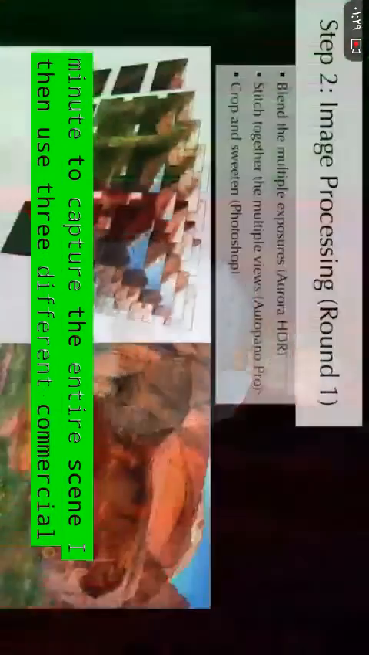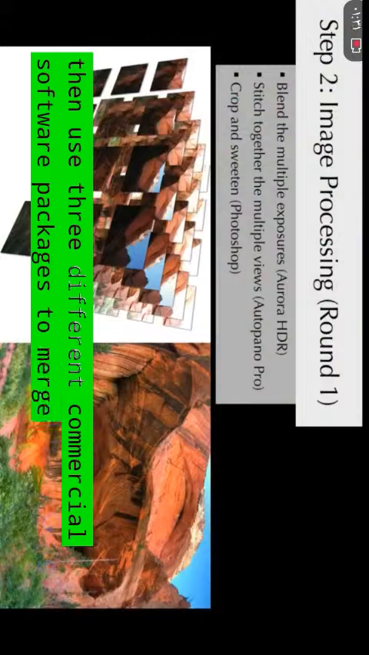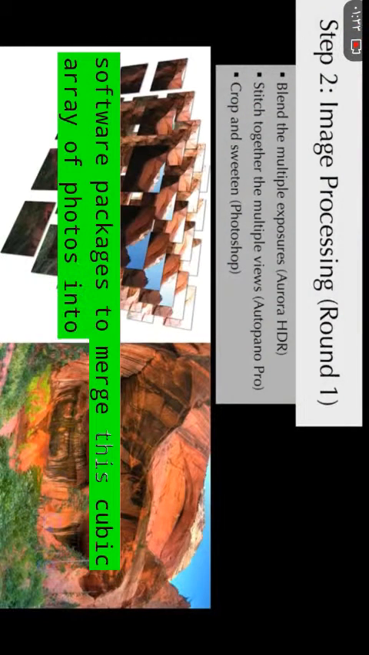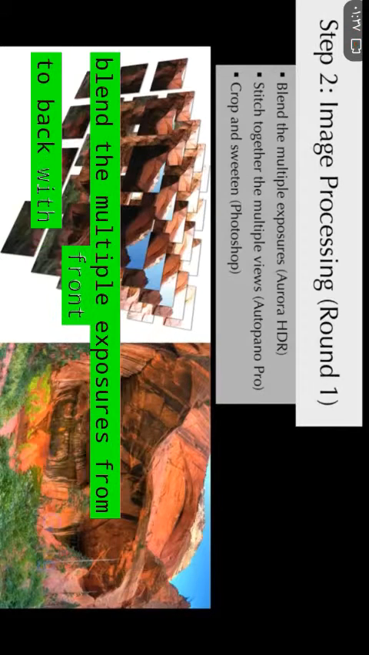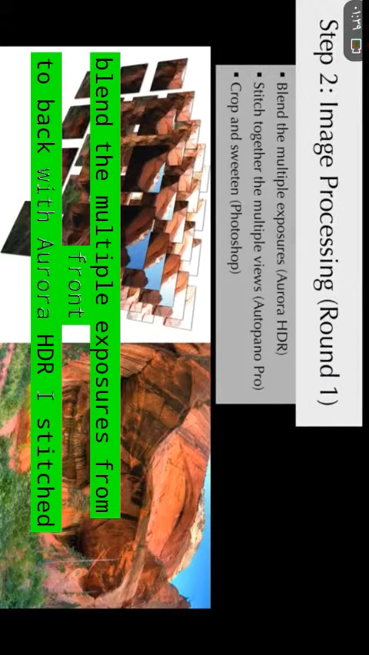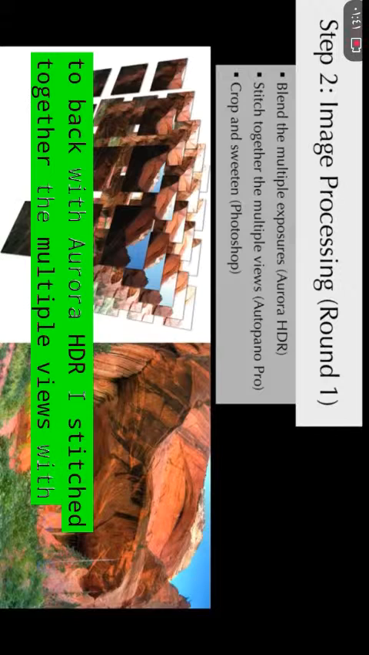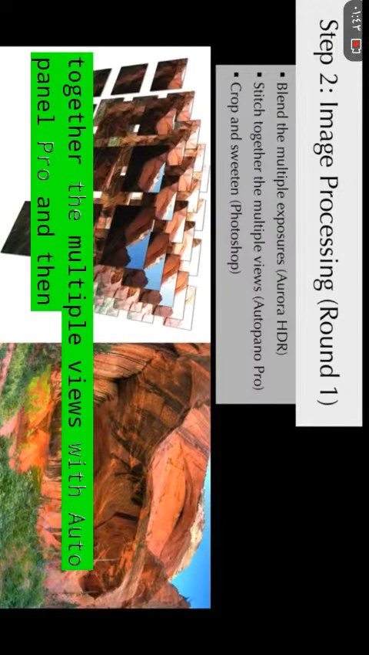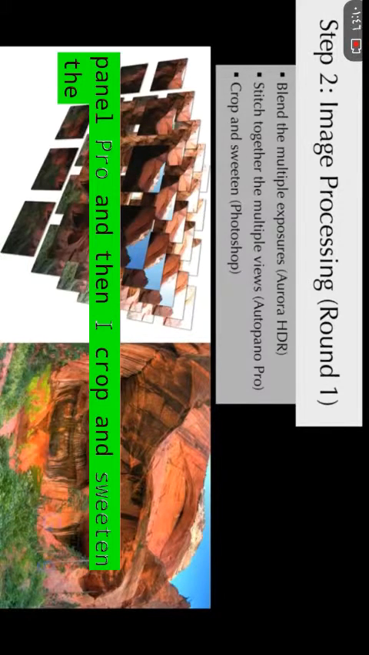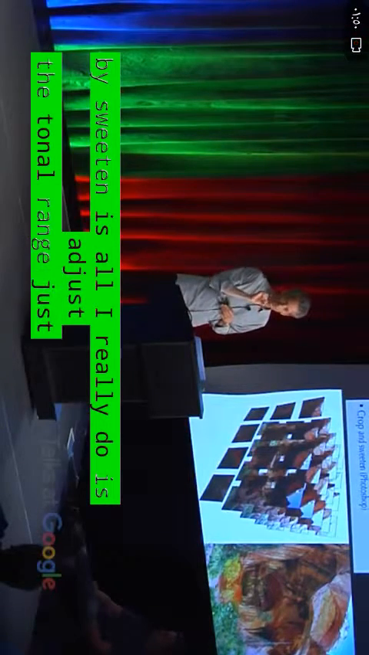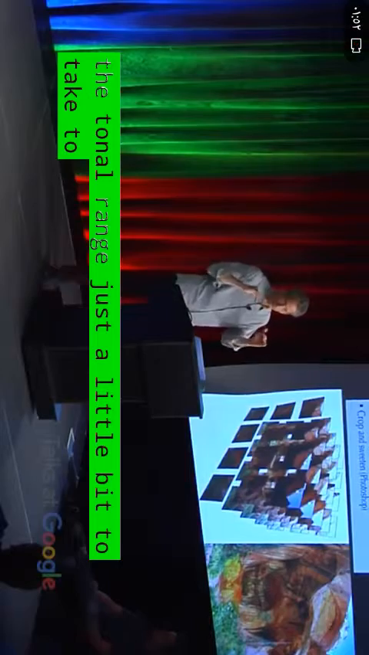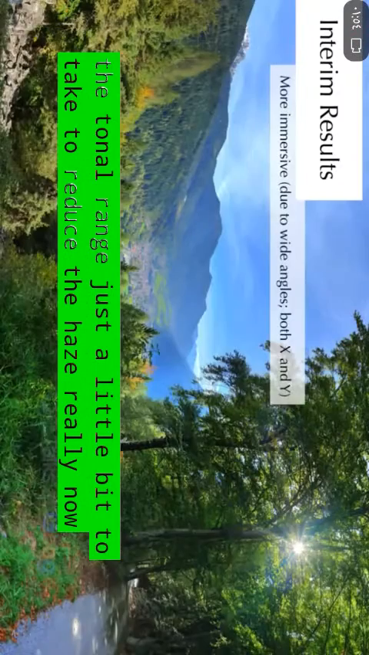I then use 3 different commercial software packages to merge this cubic array of photos into a coherent scene. I blend the multiple exposures from front to back with Aurora HDR. I stitch together the multiple views with AutoPano Pro, and then I crop and sweeten the image with Photoshop. And what I mean by sweeten is all I really do is adjust the tonal range just a little bit to reduce the haze, really.